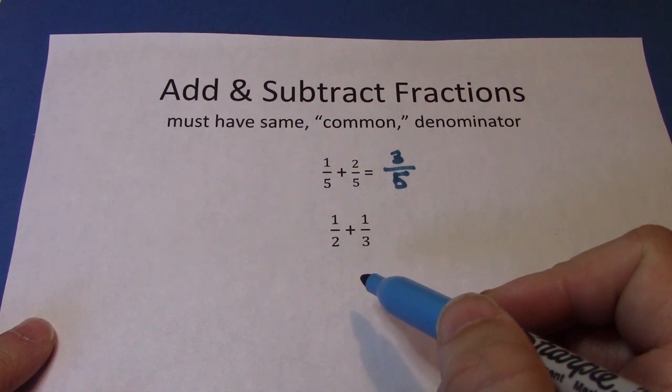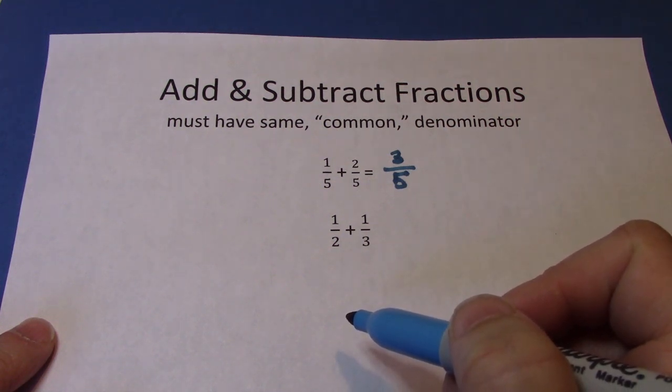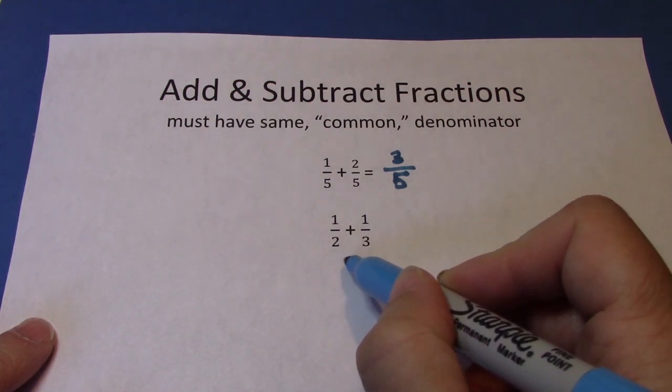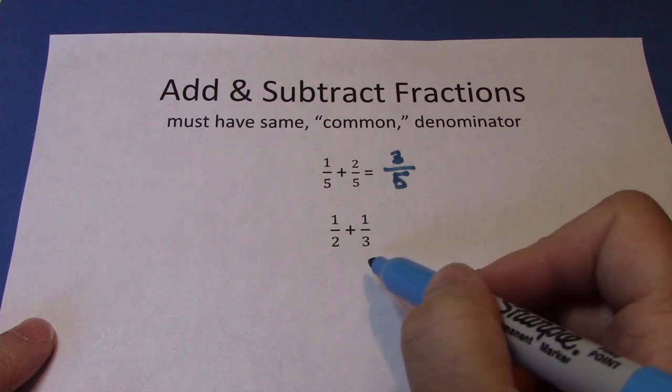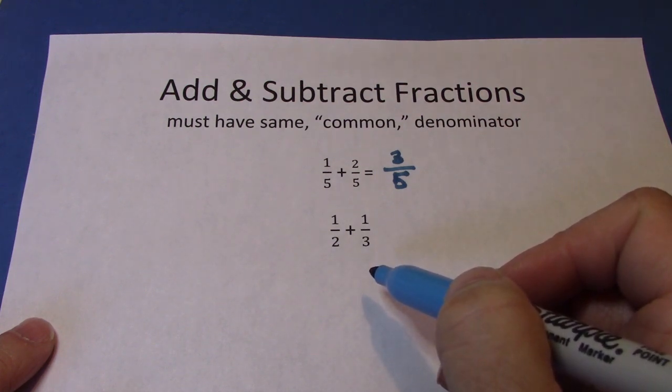Alright, so what happens if they don't already have the same denominator? Well, we can change their format, not their value, but their format, so that they do have the same denominator. It always works to take the two denominators, multiply them together. 2 times 3 is 6. So we can convert to 6 in order to make these a common denominator.